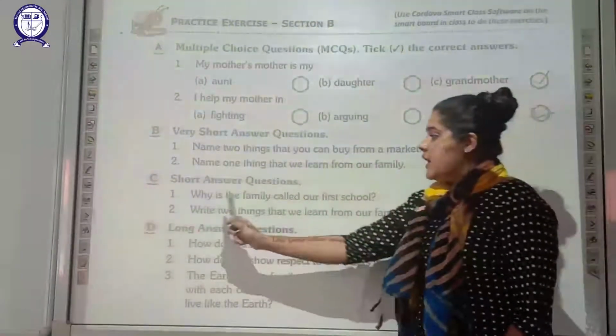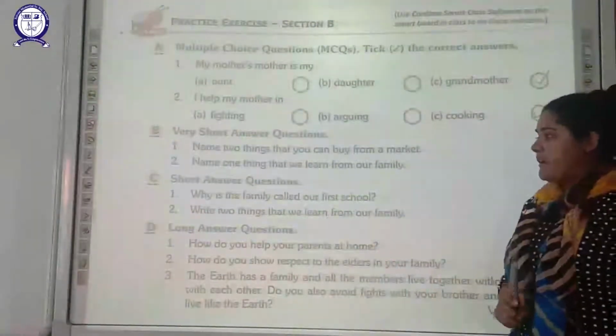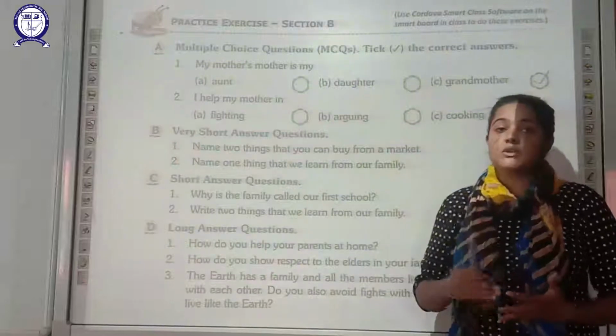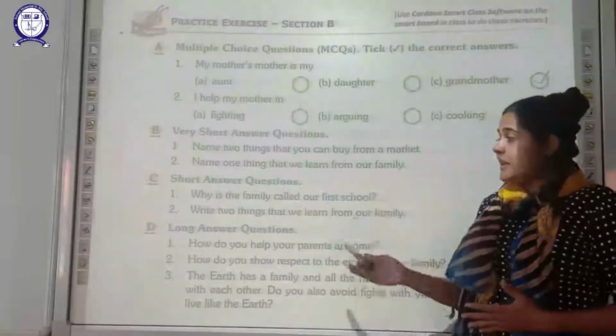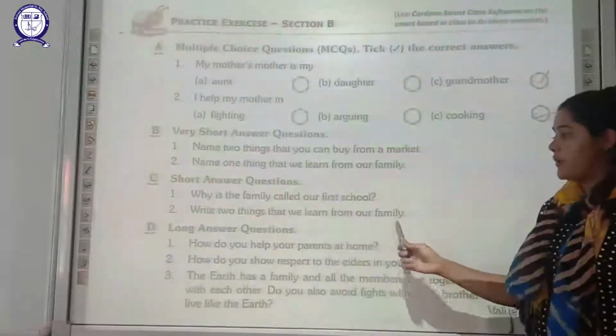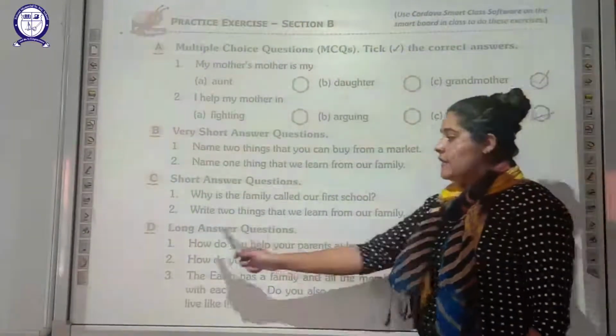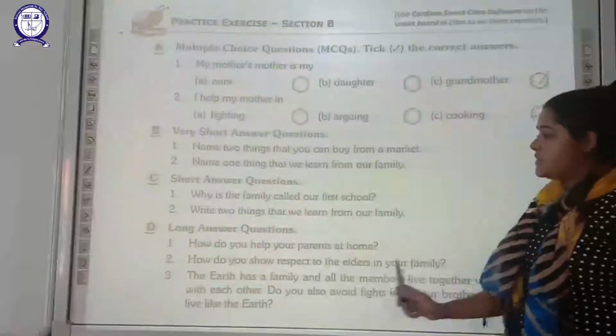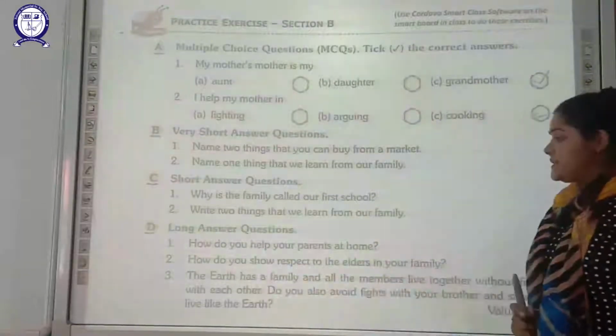Second question is, write two things that we learn from our family members. We learn good manners, good habits, customs, as well as we learn to love and respect others. So these are things which we learn from our family. Lastly, these are long answer type questions. Firstly, how do you help your parents at home?